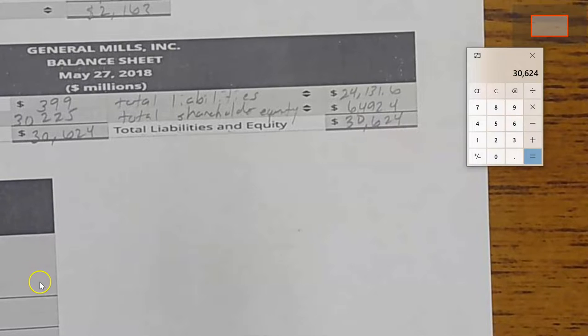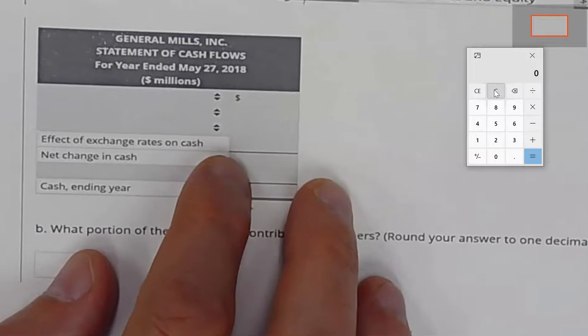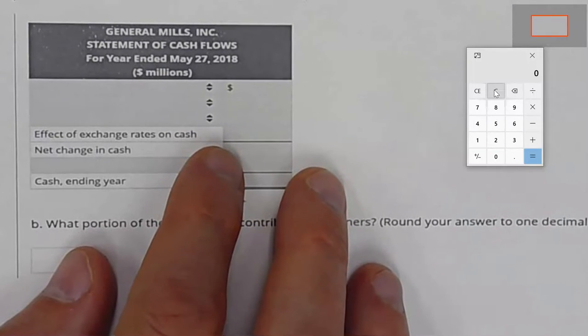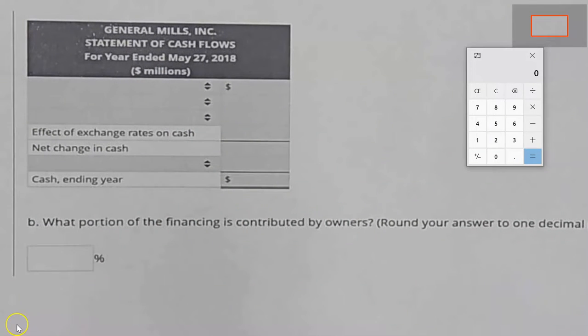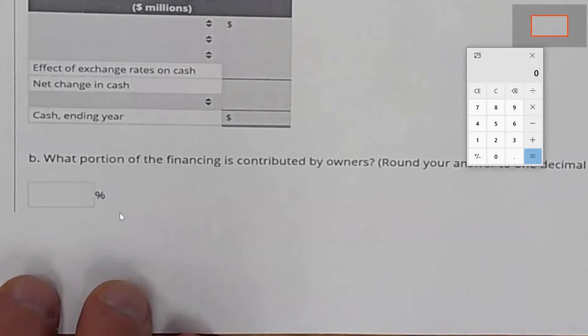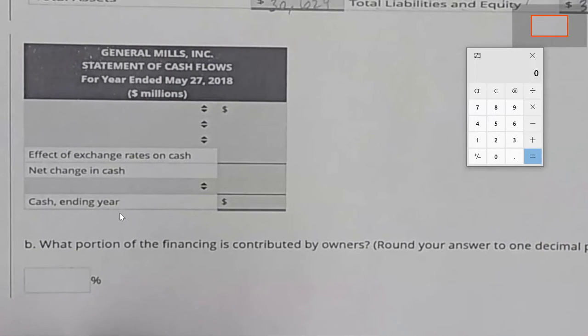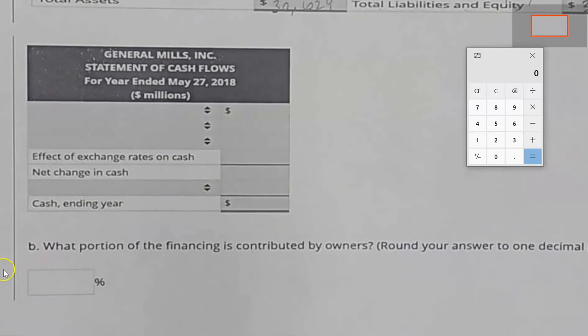Perfect. All right, I'm going to clear this calculator out, and then let's move over here to the statement of cash flows. Actually, I think what we're going to do is we're going to close this video out, and we're going to come back and we're going to do the statement of cash flows, and then we have a B requirement here on the question, and we will do that in another video. Okay, so that'll be it for this video.